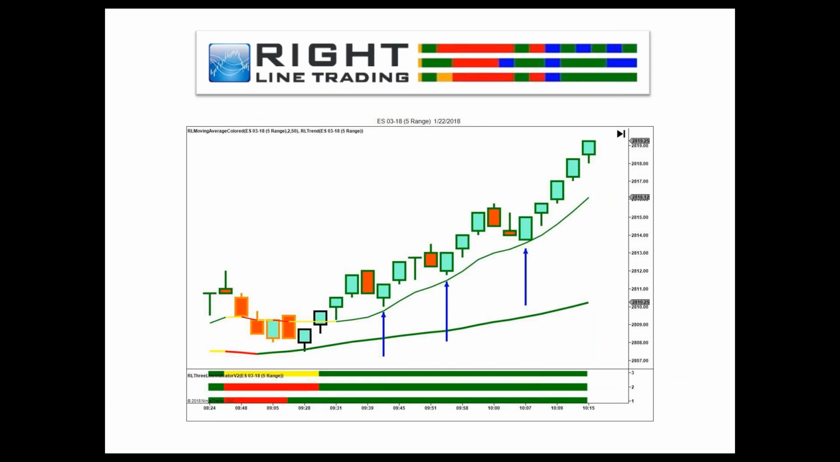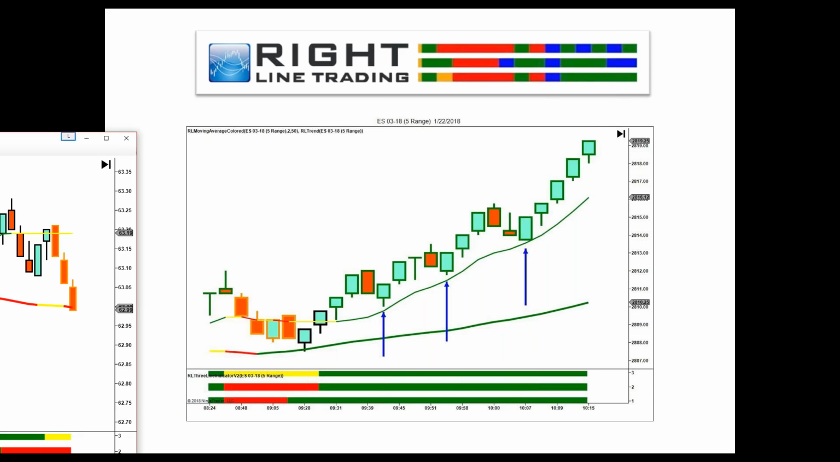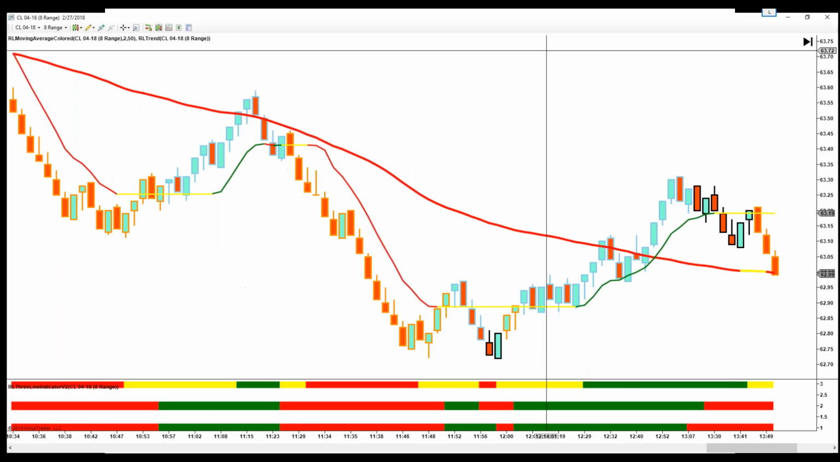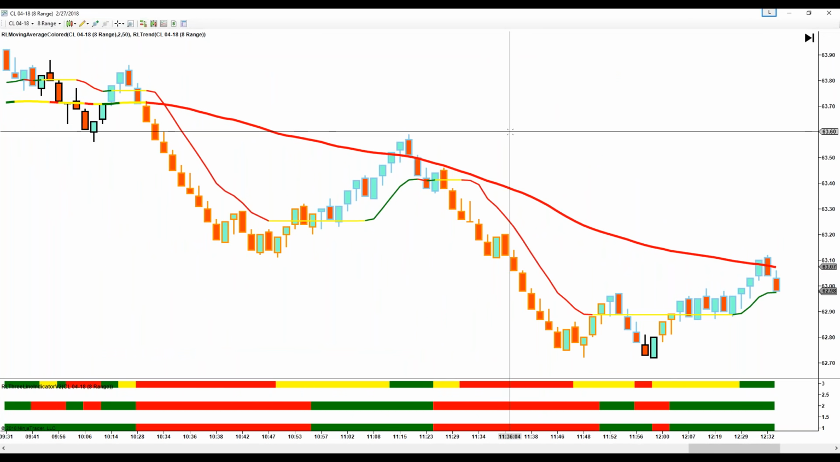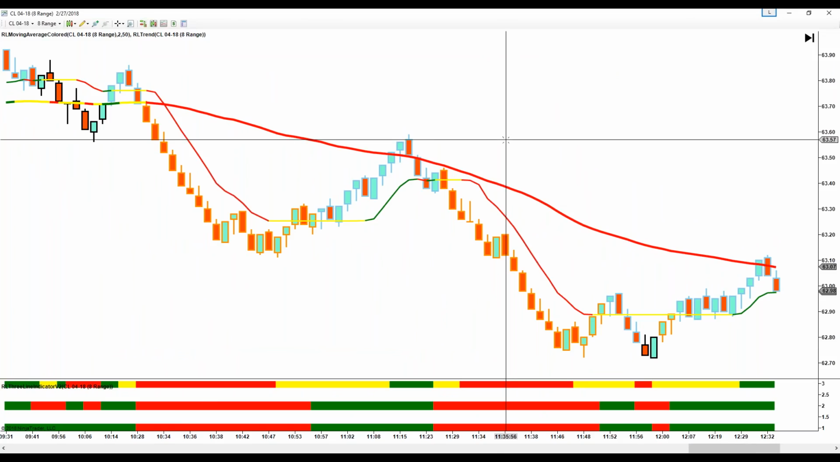So let me just open the chart for you. Hang on 1 second. Okay, here we go. Now, here's the chart, and here's crude oil. Now, this is a live chart. This is a real chart. You can see right here is your perfect crude oil trade.